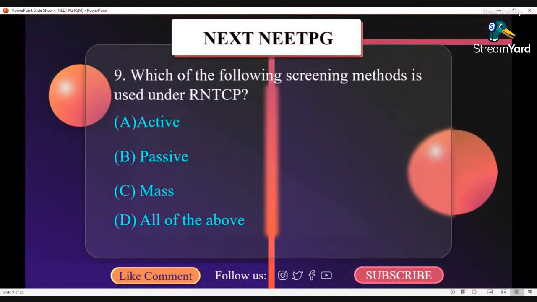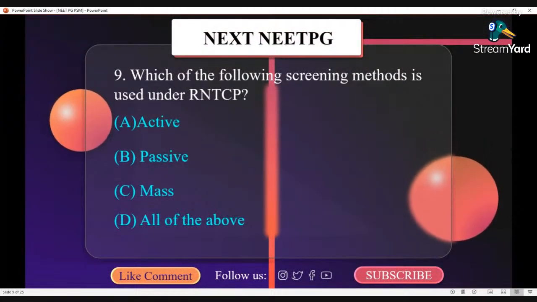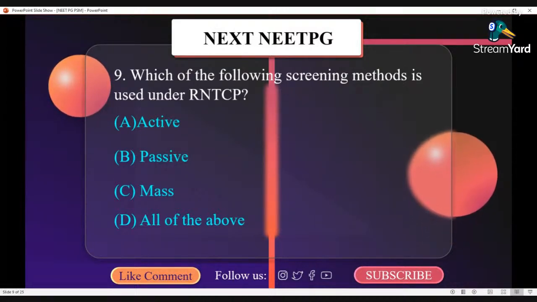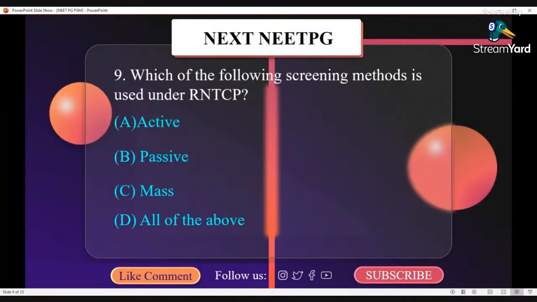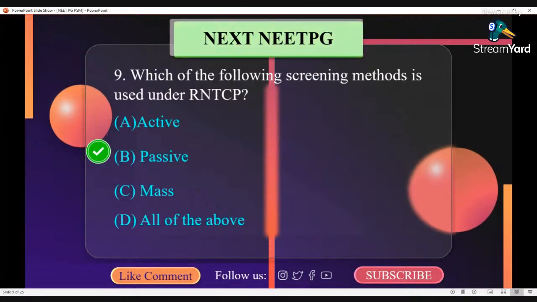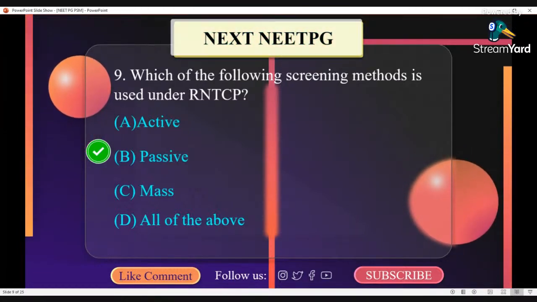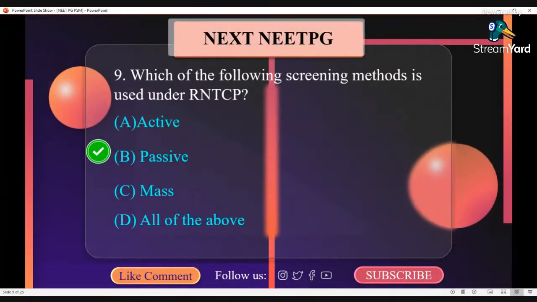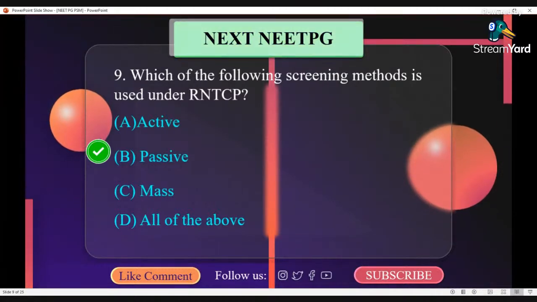Which of the following screening methods is used under RNTCP? Under RNTCP, it is passive screening. So the correct option here is passive, B. Active case finding is not pursued. Case finding is passive in RNTCP.